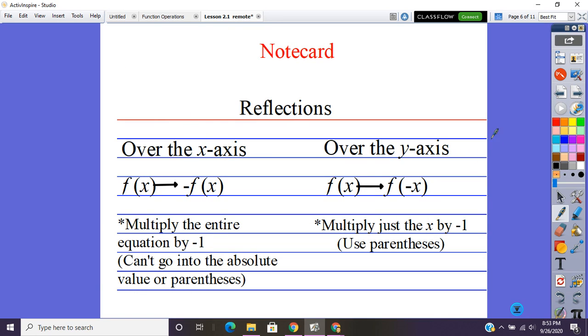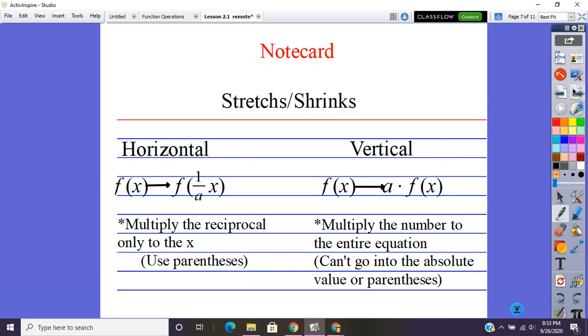All right, here's another note card. Reflections. This is what happens if we were to throw some negatives in there. Over the x-axis is going to be our most noticeable, which means I'm going to take everything except for what's inside parentheses or absolute values, and take it times a -1. Over the y-axis means I'm just going to take only the x times a negative, and then I can simplify from there. Likewise, stretches and shrinks kind of follow that same suit, except I have these reversed from the other one.